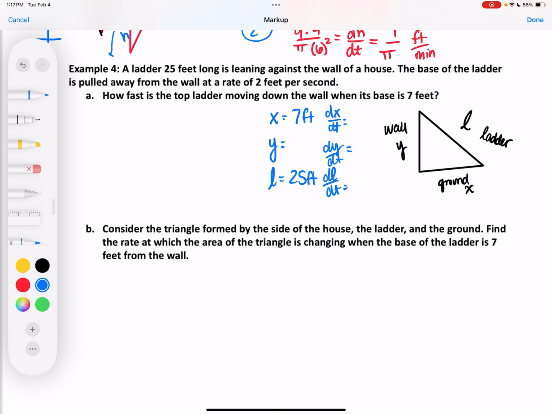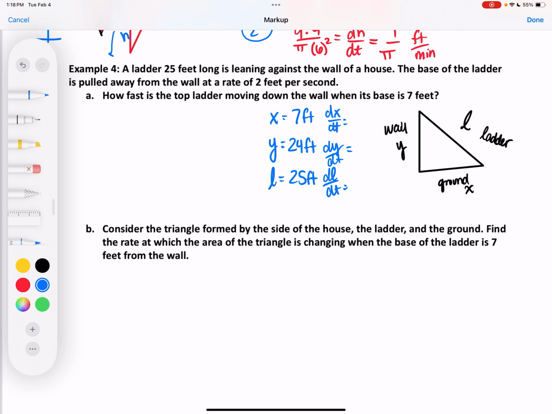Do you know what this one is? 18 just sounds right for some reason, but I know it's not. My calculator's not over here, but I'm pretty sure it's 21, maybe? Nope. 625 minus 49 is 576, square root of 576 is 24. So 24 feet, again, just from the Pythagorean theorem, we can figure that out.